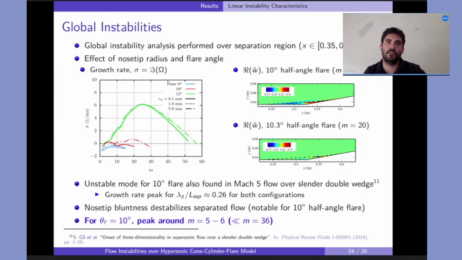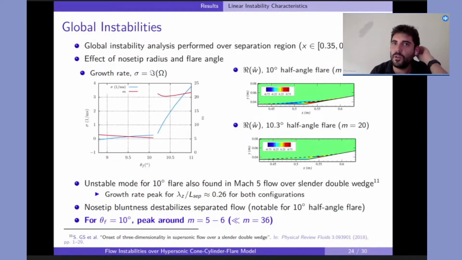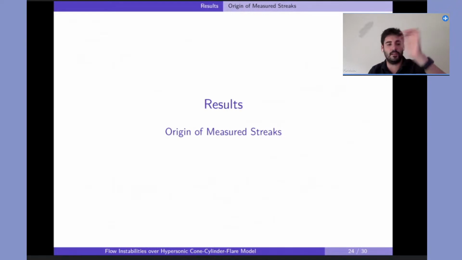In this plot, the dash-dot line is for the blunt case, while the others are for the sharper case. What we see now is that for the experimental case of 10 degrees, we have the peak around m equal to 5 and 6. But they were measuring disturbances in the experiment of m equal to 36, which is much larger than that. So we still don't understand why they were measuring those streaks of m equal to 36, and that's what we want to understand in the second part of the talk.